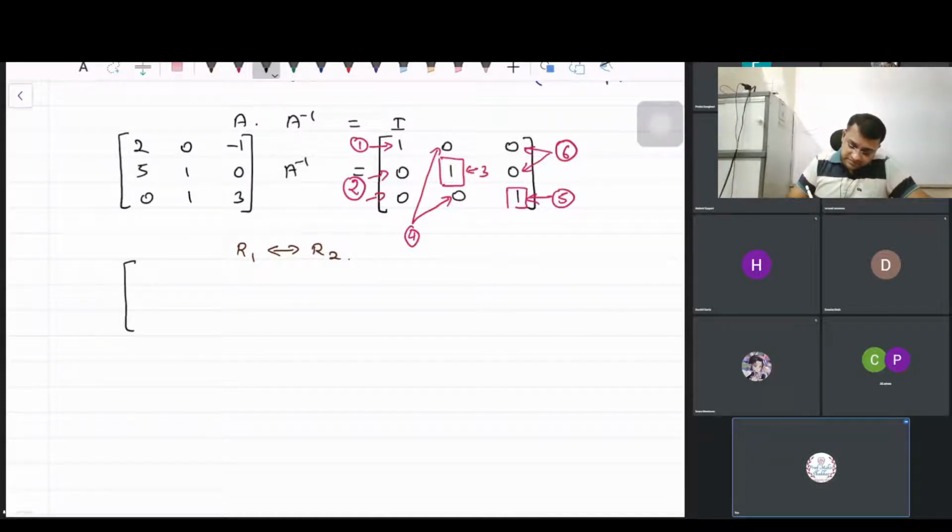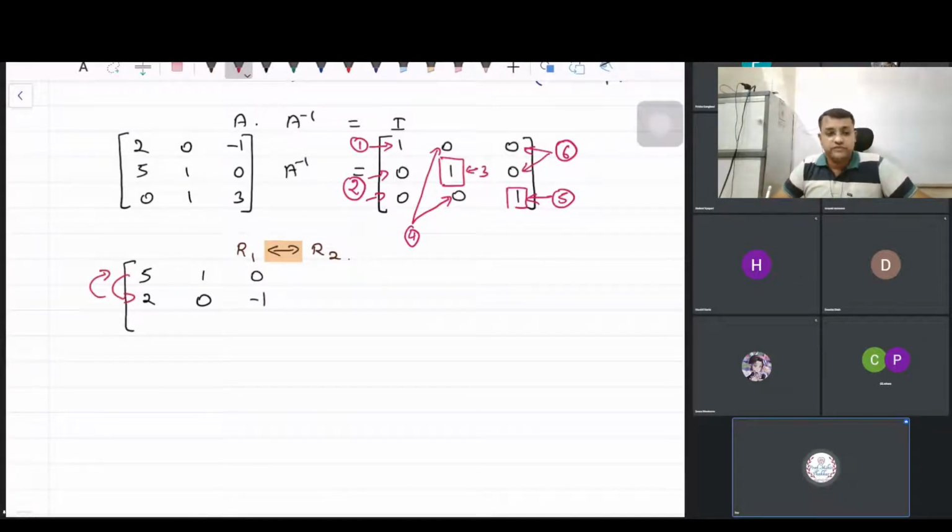5, 1 and 0, 2, 0 and -1. If you remember, I had explained this particular thing in the last lecture. This is the notation for interchange. Interchange means all the first row elements will go in the second row and the second row elements will go in the first. So that is what I have done over here. You can see it from the above step.